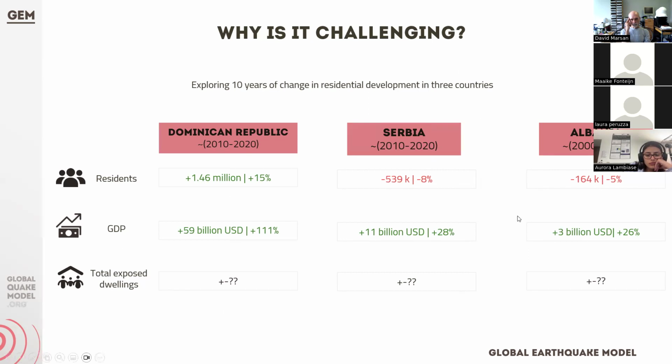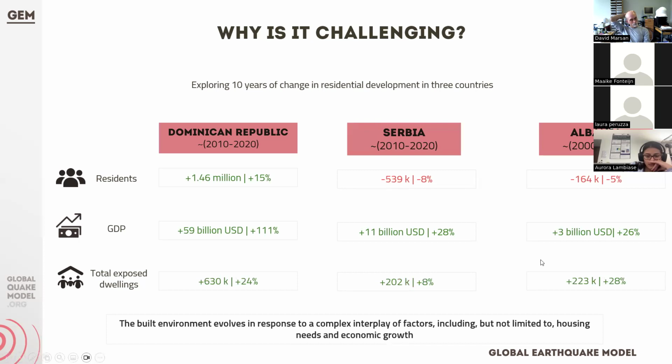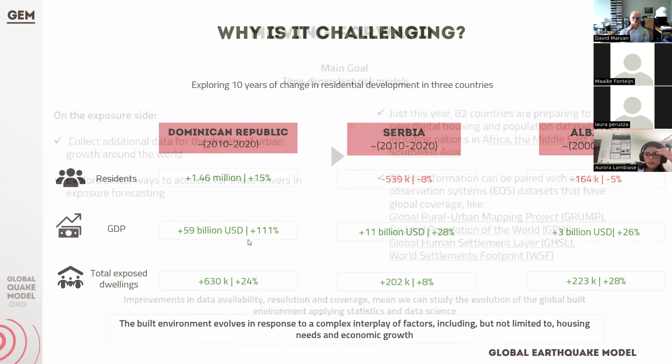So which one of these countries do you think would show the highest increase in the residential infrastructure? Well, it turns out that it's not easy to find that correlation. The Dominican Republic indeed has a very good increase: in less than 10 years, they increased by more than a fifth or a quarter, let's say, its residential infrastructure. But the highest country between these 3 was Albania. So it's difficult to understand why Albania is building more houses if it's losing population. And I would guess that the conclusion here is just that the built environment is evolving in response to more complex factors than just adding more houses or the economy is doing great. Certainly those factors weigh into the equation, but they're not the only ones. So it's a challenging problem to solve.